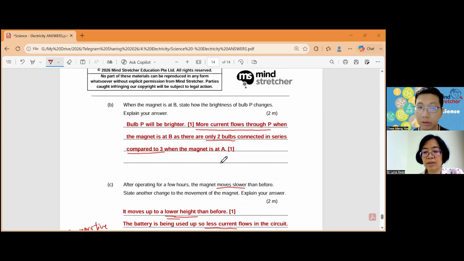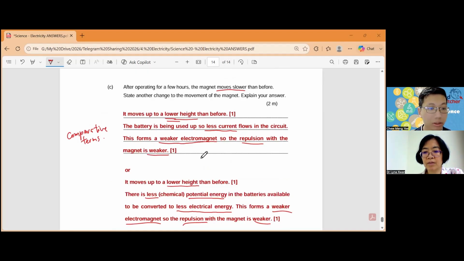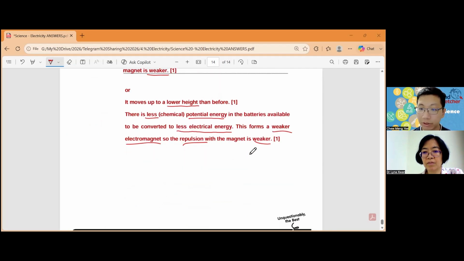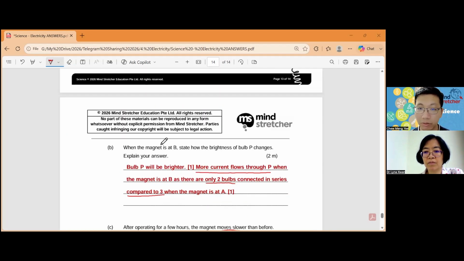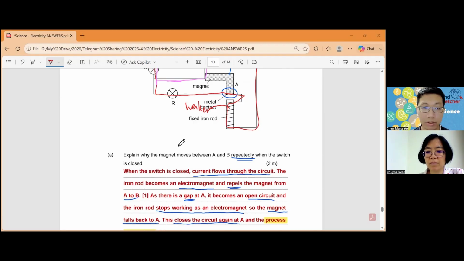For 6C, comparative terms refers to using words like more, less, greater, smaller, the comparative terms.